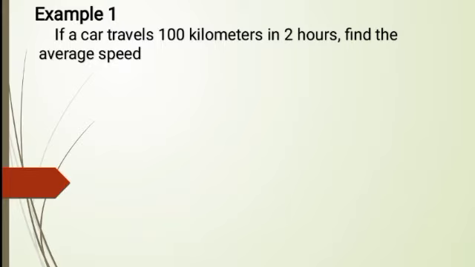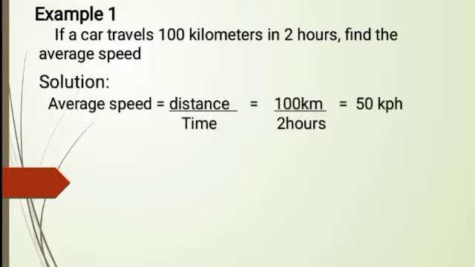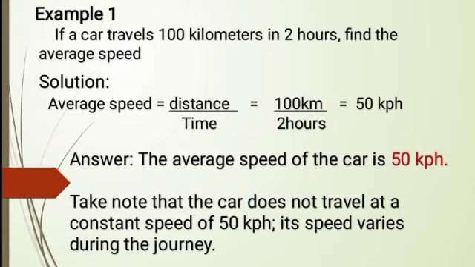Example number 1. If a car travels 100 kilometers in 2 hours, find the average speed. So we have the solution. Average speed is equal to distance over time. So our given is 100 kilometers divided by 2 hours, we will get 50 kilometers per hour. The answer, the average speed of the car is 50 kilometers per hour. Take note that the car does not travel at a constant speed of 50 km per hour. Remember, its speed varies during the journey.